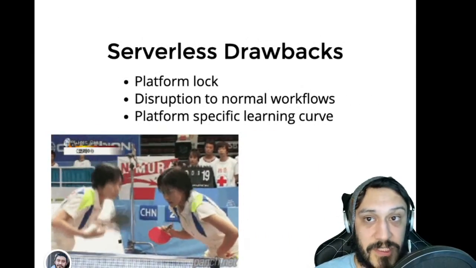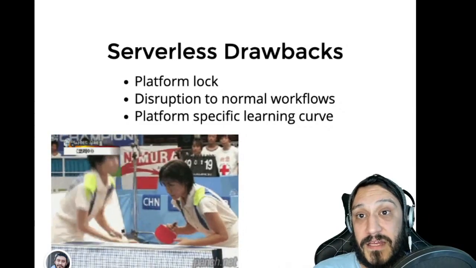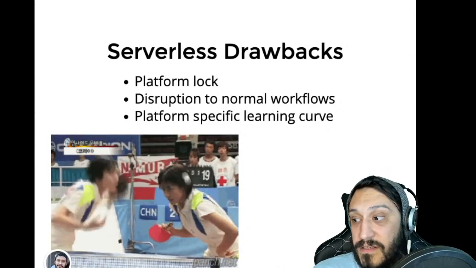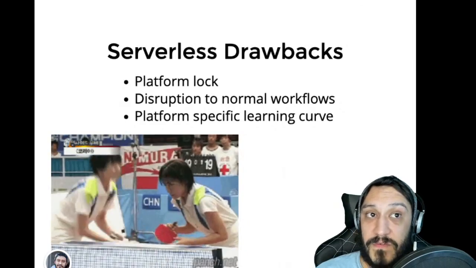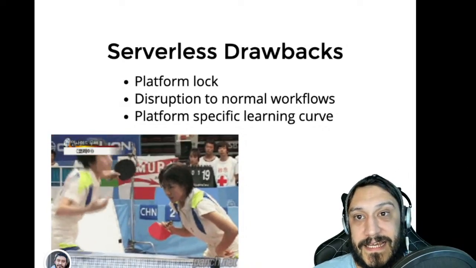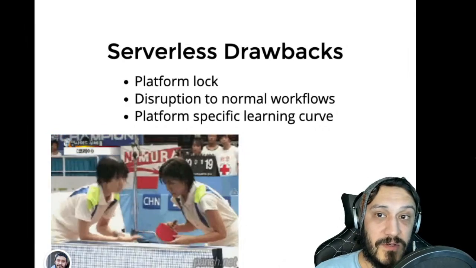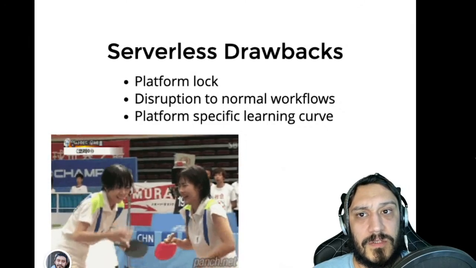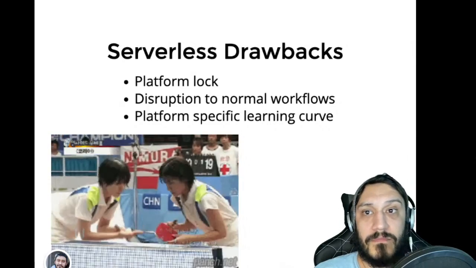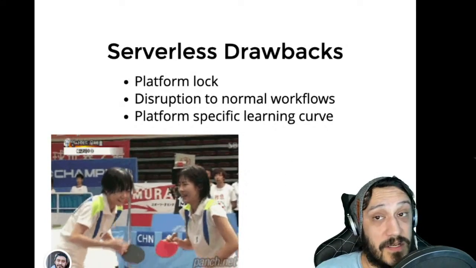But this serverless approach also has drawbacks. There's the platform lock. You can't just mix and match AWS and Azure and Google Cloud. They just don't. There's some overlap on how they work, but it's not as easy as just pushing a button to migrate. This is disruptive to a normal dev workflow. A lot of times you can't do this stuff on local. You can do SAM local and run AWS Lambda style stuff in Docker containers on local. So that's a good option if you want to do that.